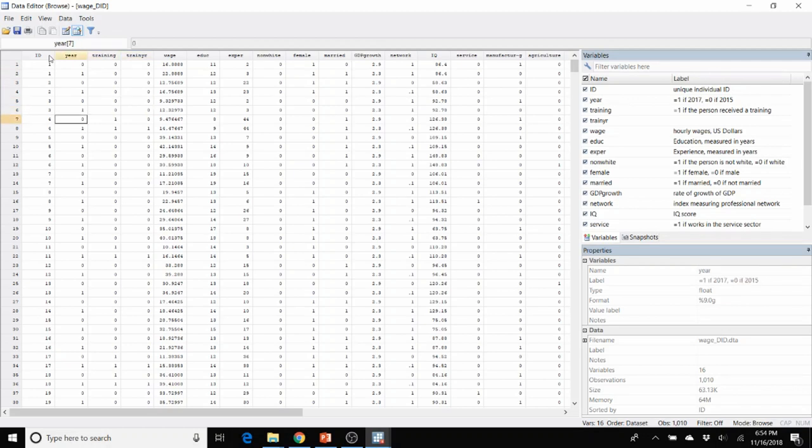And so now here's where it makes a difference. Year equals 0 times training equals 1 equals 0. So the interaction equals 1 only for treatment individuals, the people that receive the training, in the year in which they receive the training, so in the after year, the post year. This is a multiplication: it equals 1 if year equals 1 and training equals 1. Okay, so that's what the data looks like.